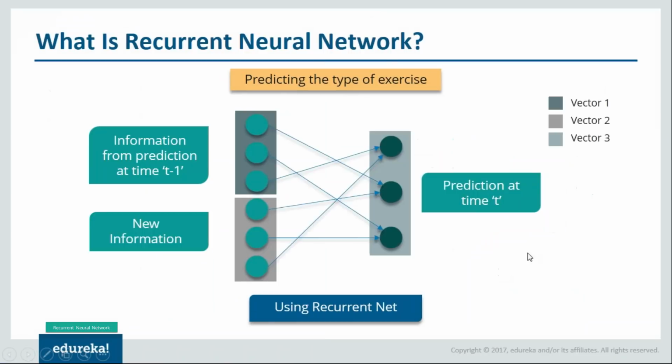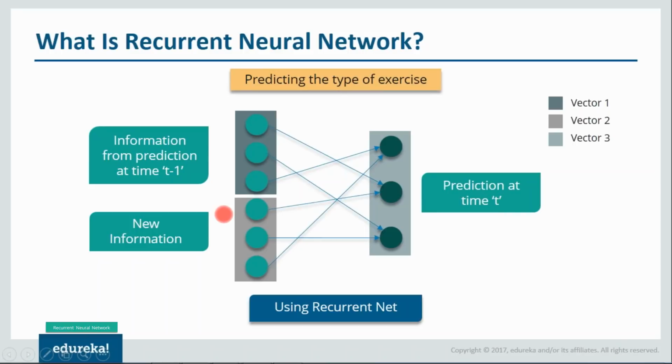Now what I'll do, I'll convert these things into a vector. Now what is a vector? A vector is nothing but a list of numbers. Alright, so this is the new information, guys, along with the information from the prediction at the previous timestamp. So we need both of these in order to get the prediction at time t.